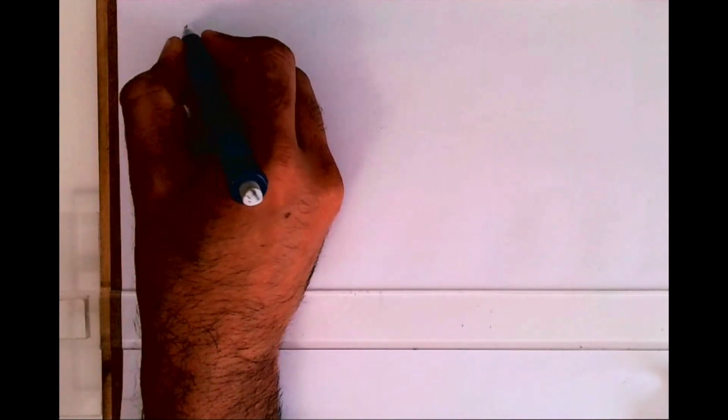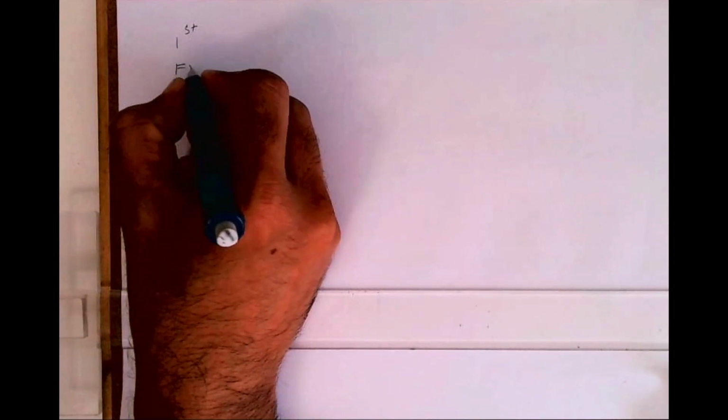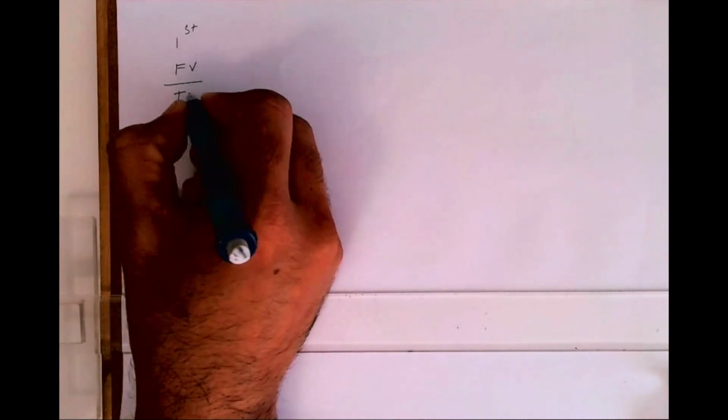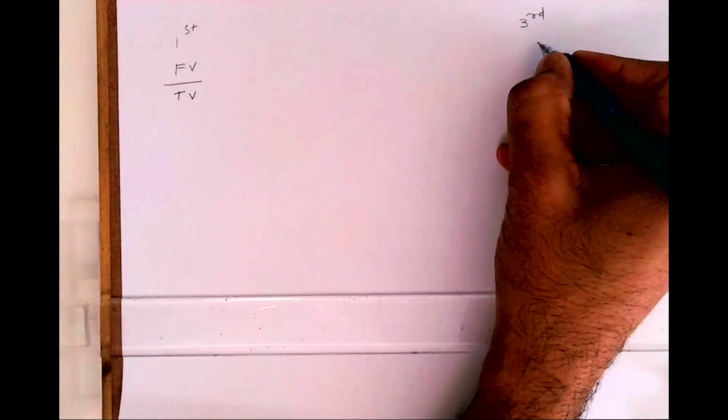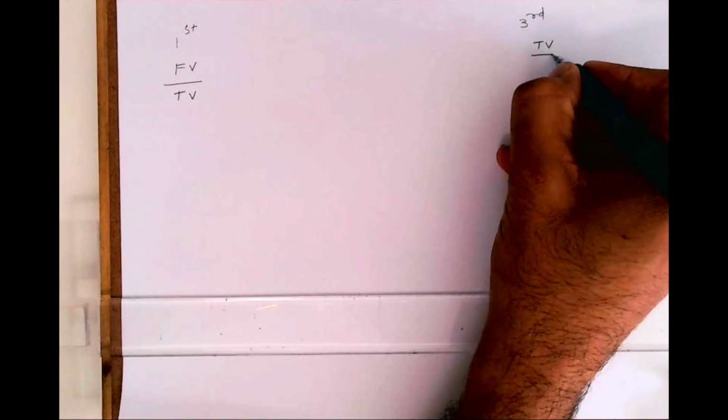Welcome to Technical Drawing. Today we'll see side view in first angle and third angle. So in first angle we know front view is up, top view is down. And in third angle we know top view is up, front view is down.